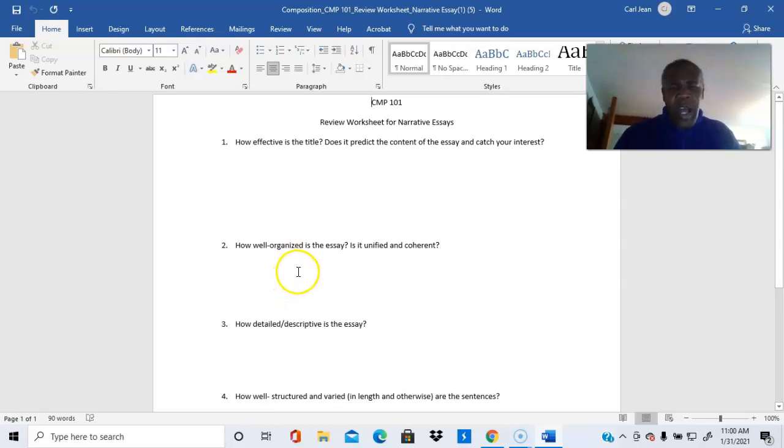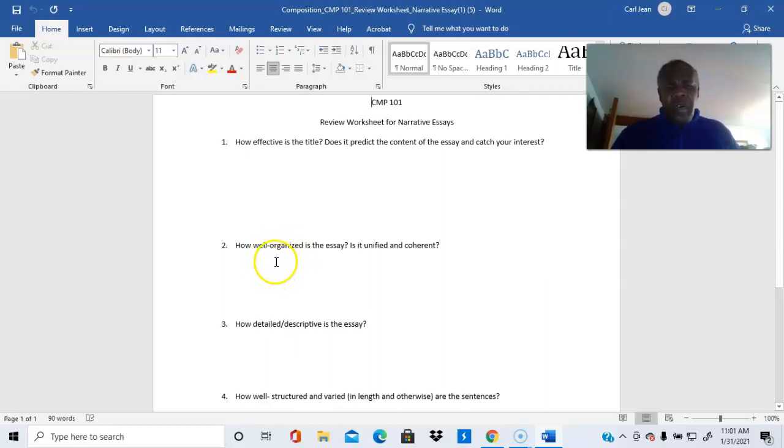The second question has to do with organization. As you know, great narrative essays have a beginning, a middle, and an end. In the beginning, you know some key pieces of information. For example, you know where the story takes place, some of the people involved in the story, and the point of view of the story. That means whether the story is a first-person story or a third-person story. And to some extent, you can start guessing what the remainder of the essay is going to discuss.